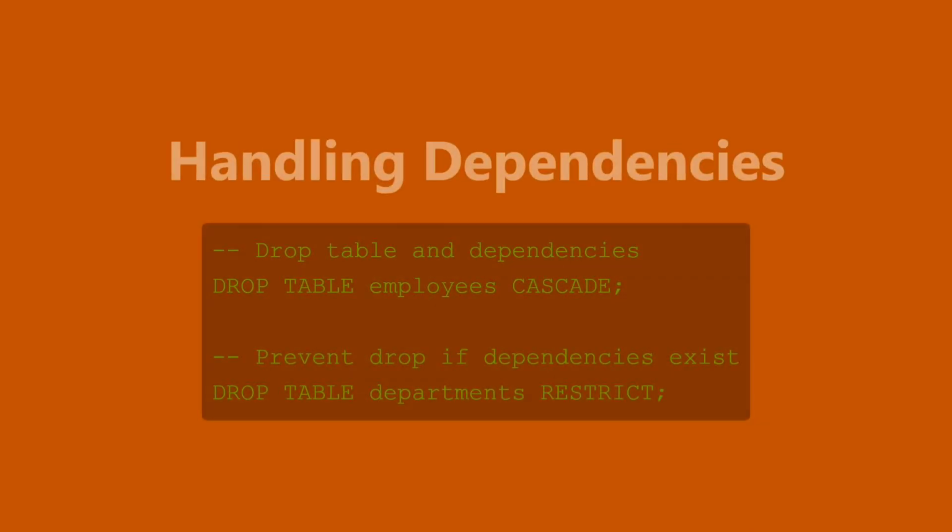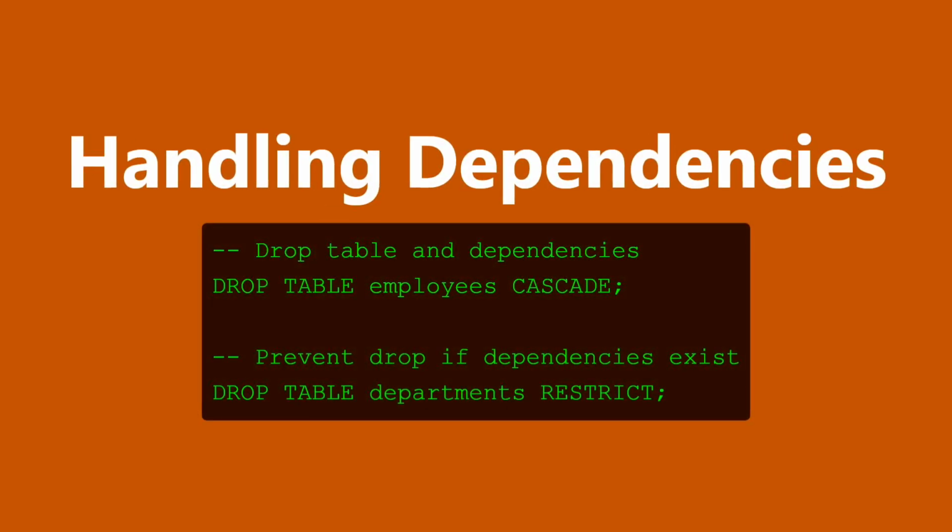Tables often have relationships with other database objects, which can complicate the dropping process. So the cascade option forces the removal of the table along with all the dependent objects like views, triggers and foreign key constraints. Alternatively, the restrict option, which is the default behavior, prevents the table from being dropped if any dependencies exist. This safer approach ensures you don't accidentally break the dependent objects, forcing you to resolve the dependencies before proceeding.